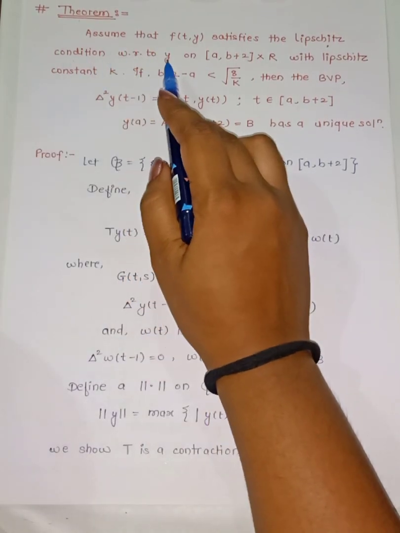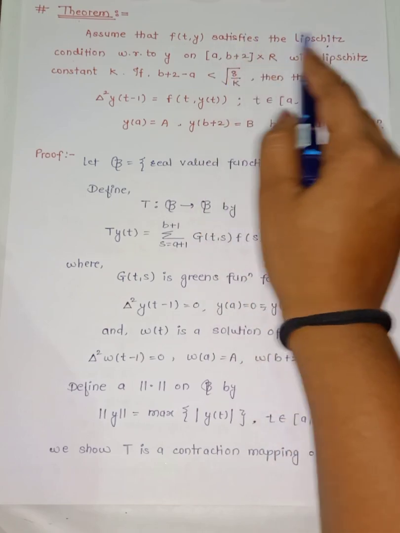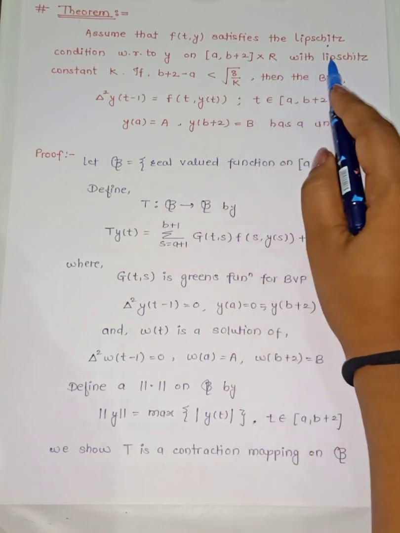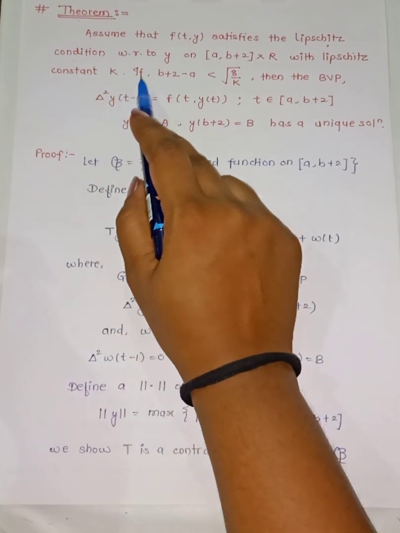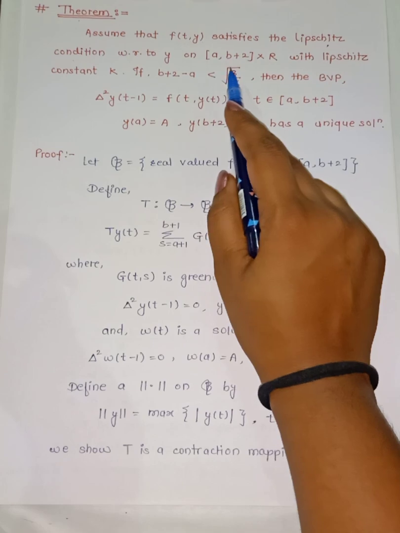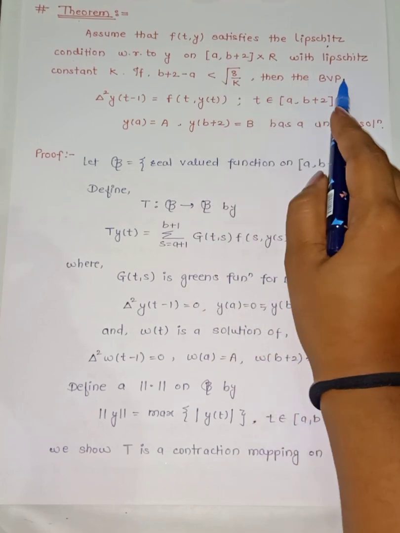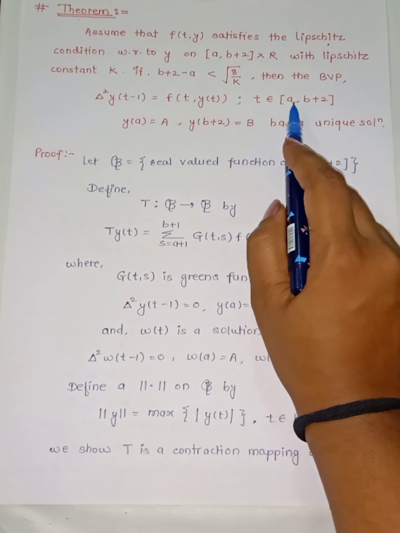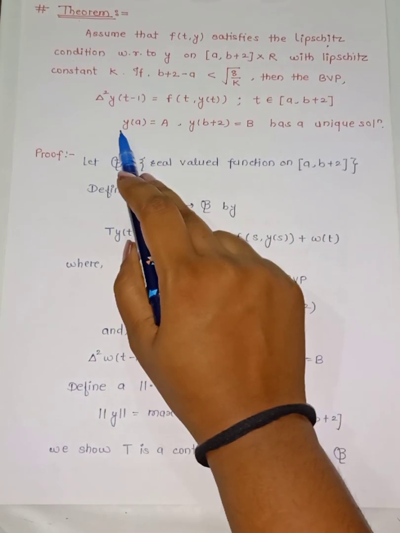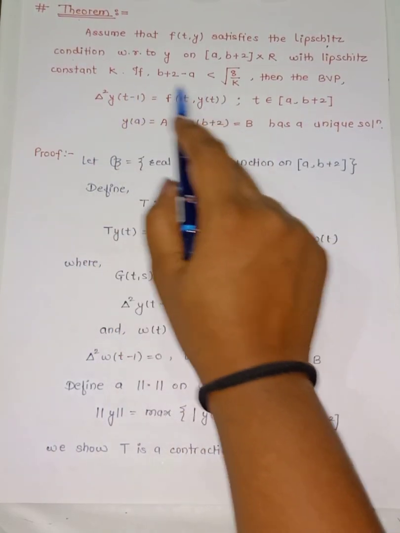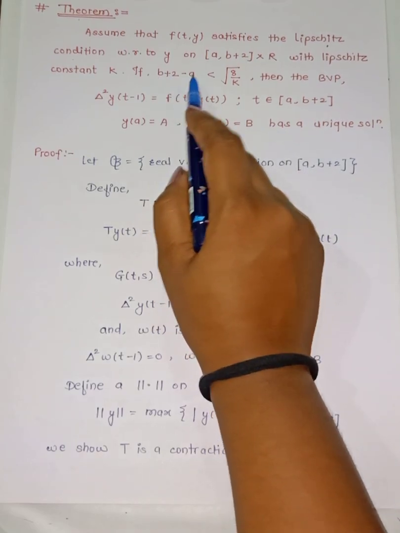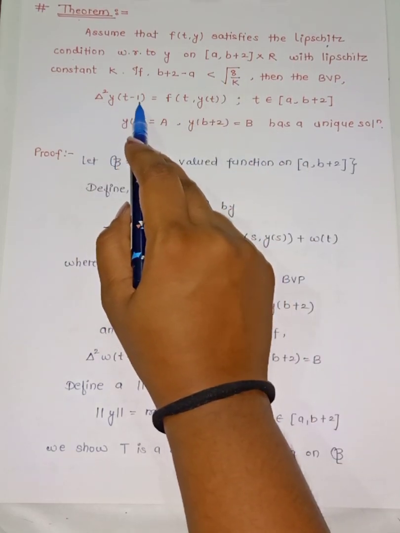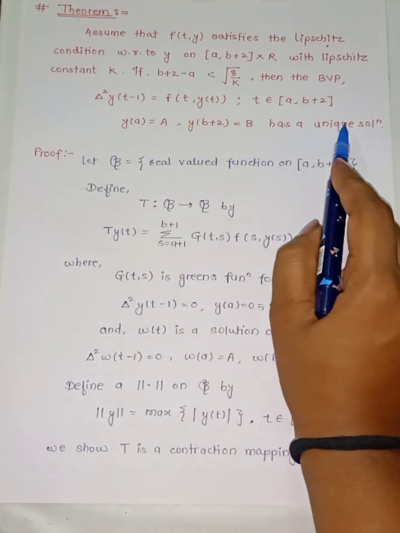We have just seen this with respect to y. So we assume that f of t, y satisfies that condition with respect to y on this closed interval cross R with the Lipschitz constant k. Now if b plus 2 minus a is less than the square root of 8 by k, then the BVP delta square y of t minus 1 equals f of t, y of t, where t belongs to the closed interval a to b plus 2, with this boundary condition has a unique solution. So this BVP has a unique solution when b plus 2 minus a is less than this value.